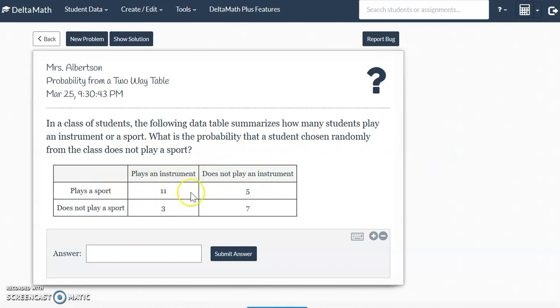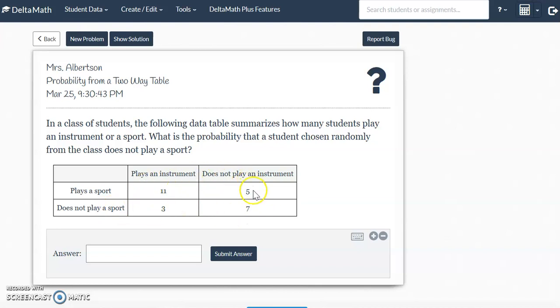So basically you're going to get the information in a chart. So you can see across this row right here, these are the number of students that play a sport. These are the number of students that do not play a sport. These students right here play an instrument, and these students do not play an instrument. So the way we read this is that we have 5 students that play a sport but not an instrument. We have 11 students that do both. We have 7 students that don't do either.